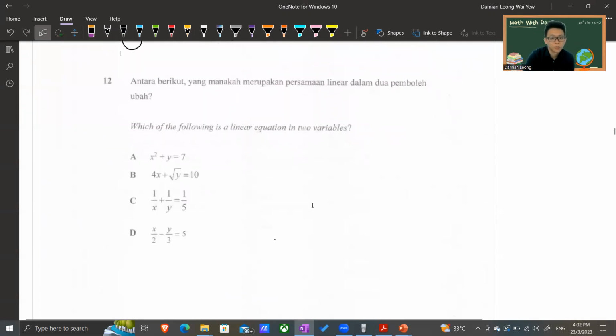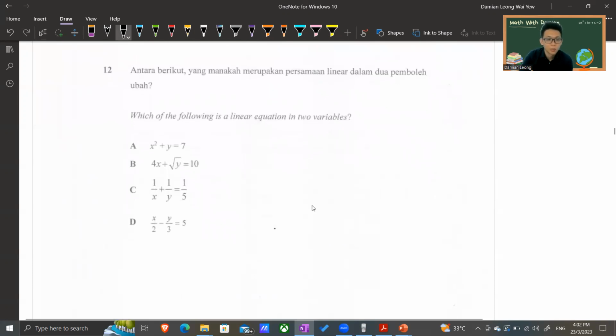Question 12. Which of the following is a linear equation in two variables? Linear means all the unknowns should be power 1. So this has a square, so it's not. This has a square root, it's not. x over y is also not. This means negative power. So it must be D here, x and y.